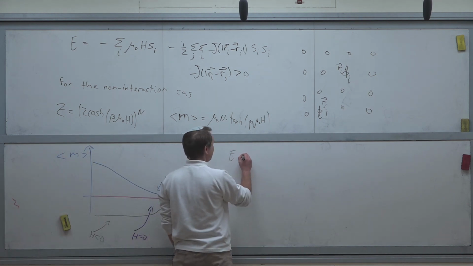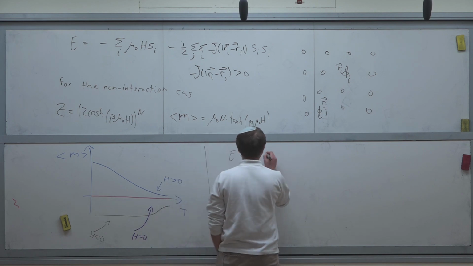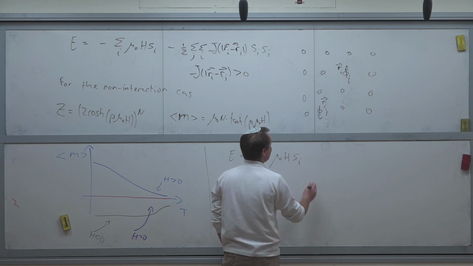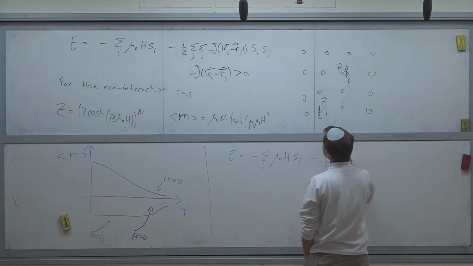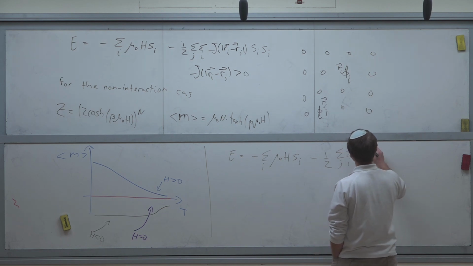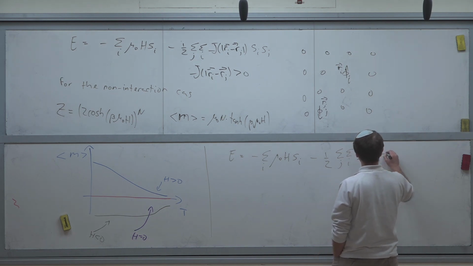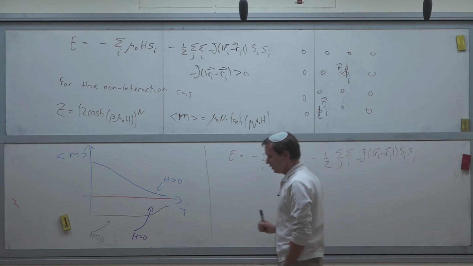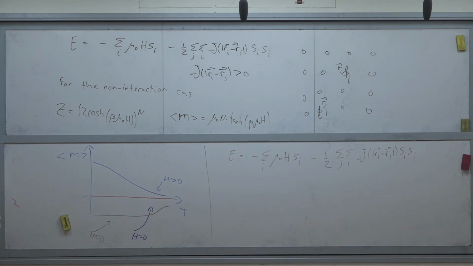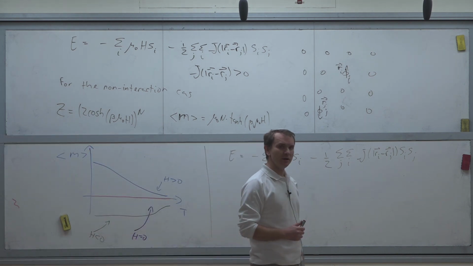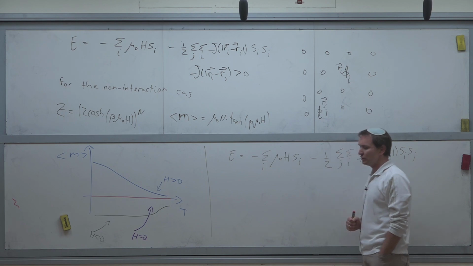So let's look again at the total energy. We have this first term, minus the sum over i of mu 0 h Si, minus 1/2 the sum over j, sum over i, of this J of Ri minus Rj, Si Sj. What is the big deal about this? Now, what exactly have we done when we solved the non-interacting case?